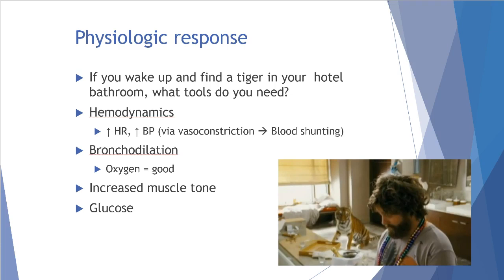So anyway, you wake up and find a tiger in your hotel room, like the great movie The Hangover. What tools do you need? So the idea here is you are increasing hemodynamics, increasing heart rate and blood pressure is what I mean when I talk about hemodynamics. Vasoconstriction, blood shunting, that's going to shunt things back to the core, and it's going to make your heart pump faster and harder so that blood and fuel is getting to where it needs to be. Bronchodilation, your lungs open up, allowing you to take in more oxygen, which is, of course, good. Increased muscle tone, and glucose. So the whole system is set up to improve your body's pump, your heart, and make sure it can pump all that extra oxygen and blood to muscles so that those muscles can be used to fight or run away.